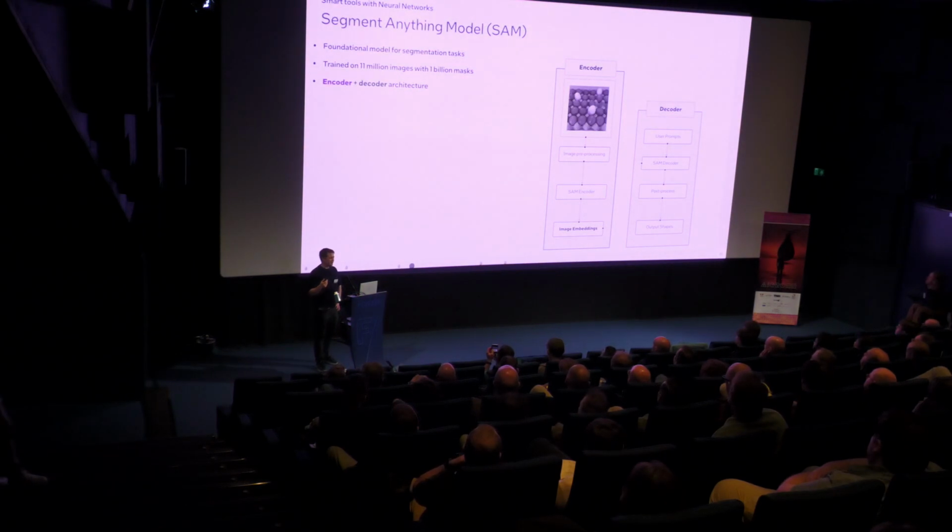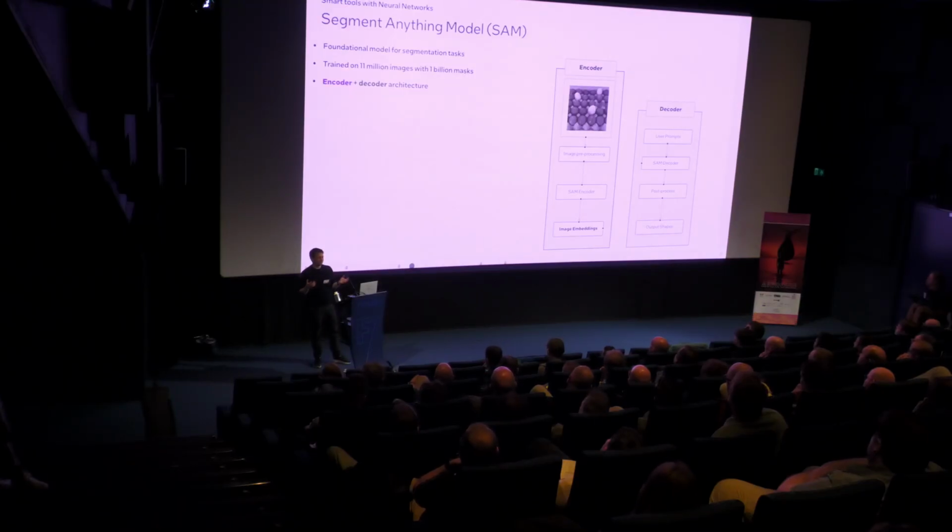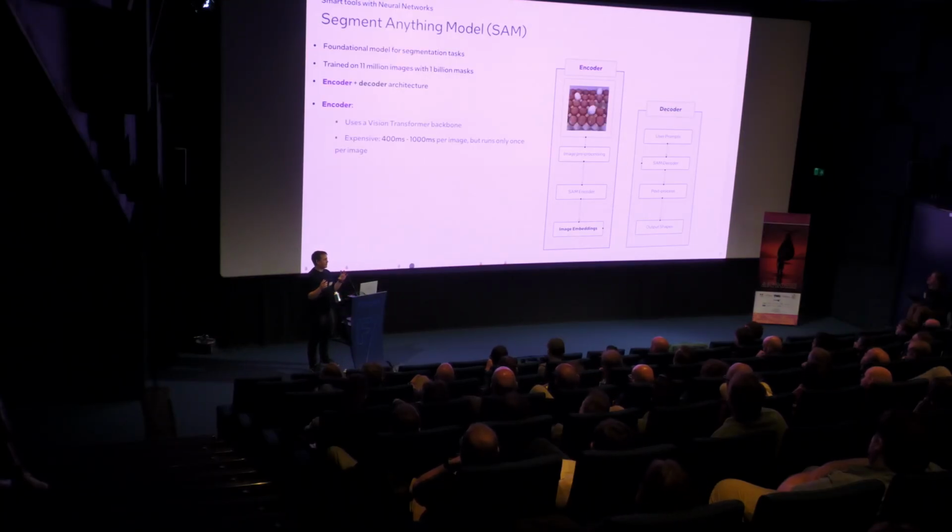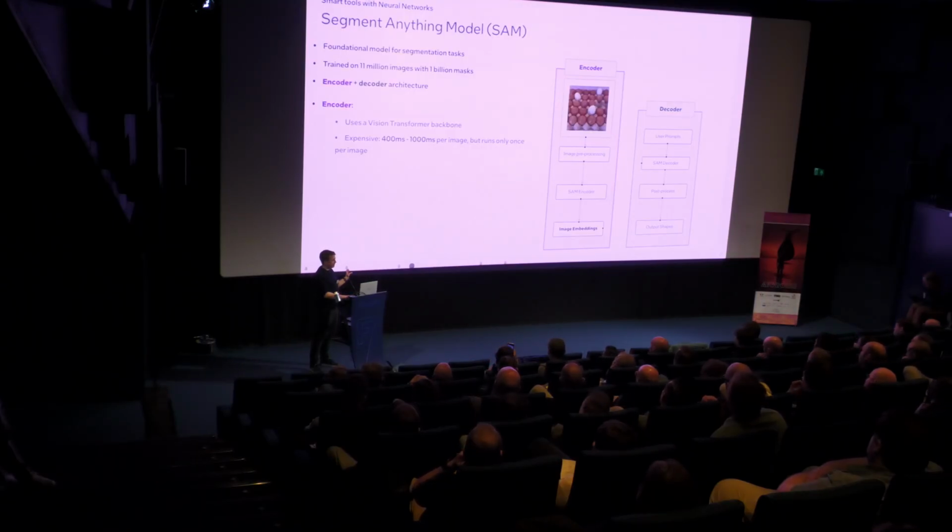So the Segment Anything Model, it's a foundational model from Meta. It was trained on 11 million images with 1 billion masks. So it knows a lot of images. It has this encoder and decoder architecture where you first send your image to an encoder, and that gives you image embeddings. And the workflow for this is that you first do some pre-processing on the image so that it fits in the model, and then you get the embeddings out. Those embeddings are then sent to the decoder.